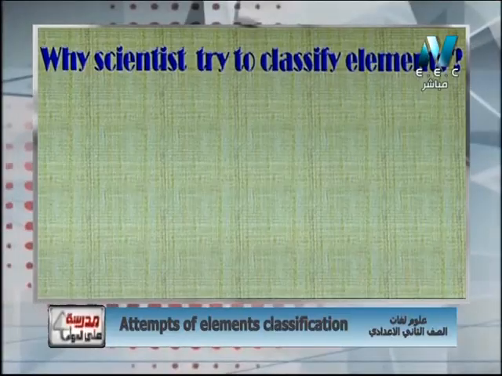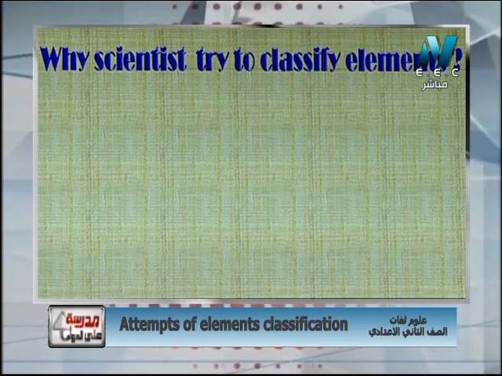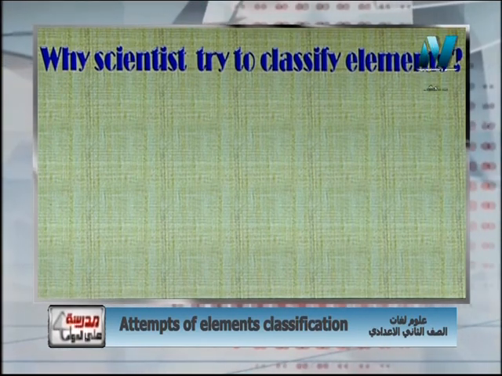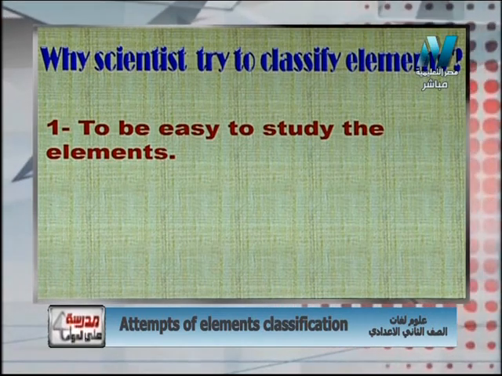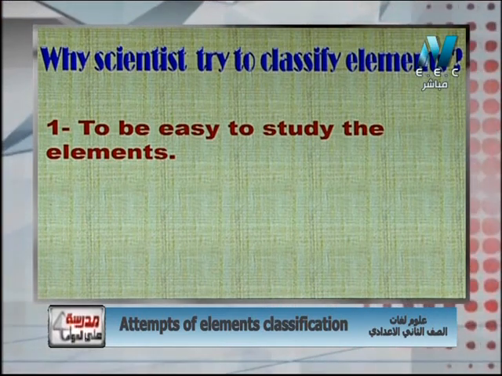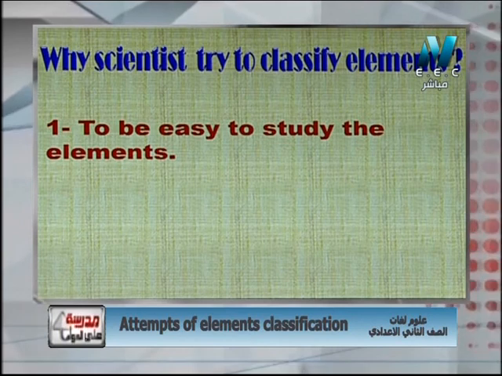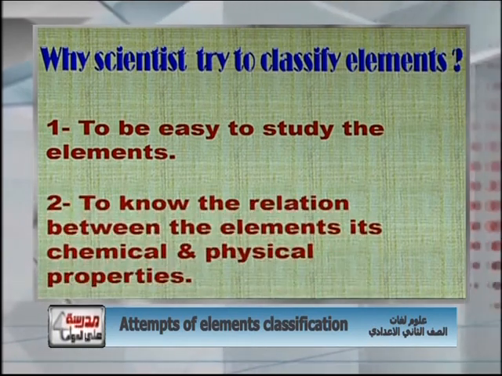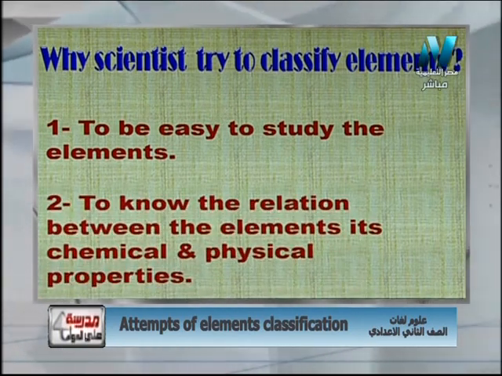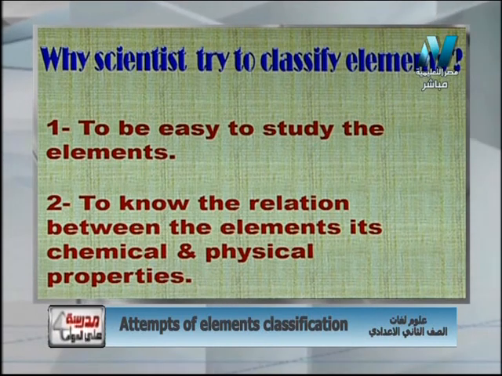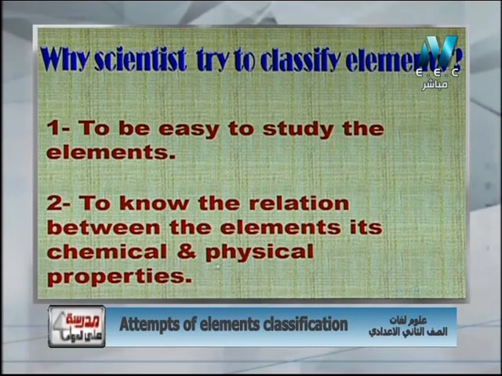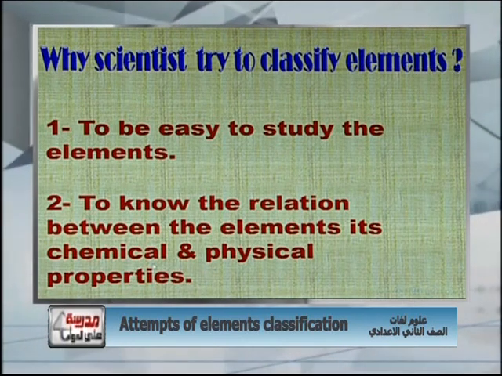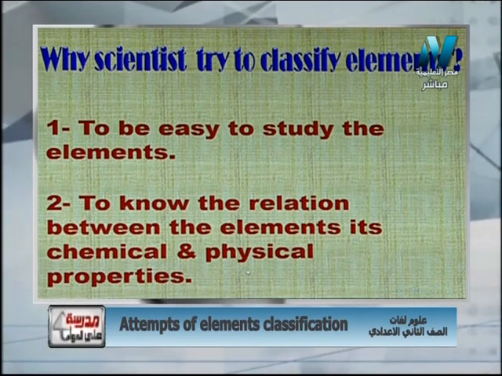Why do scientists try to classify elements, as our title is classification of elements? Number 1, to make it easier to study the elements. It's much easier when they are arranged in a certain way. Number 2, to know the relation between the elements, their chemical and physical properties. So I make the link or relation between the chemical and physical properties.